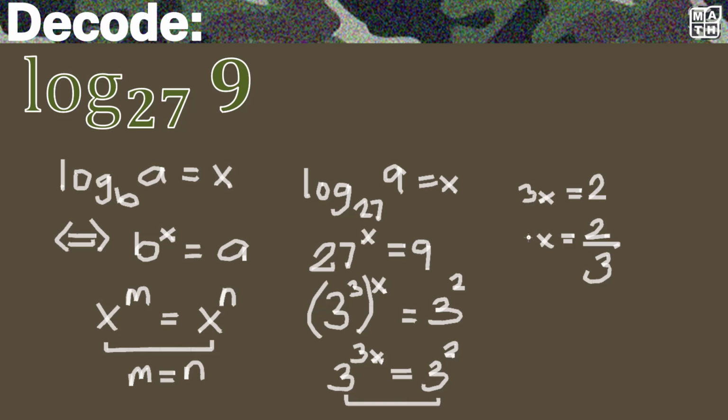This is the exact value of the unknown. In short, the logarithm of 9 to the base 27 should be equal to x, which is 2/3. And we have applied this set of processes in order for us to solve for that. So again, we have decoded now the value of the logarithm of 9 to the base 27. And that's mission accomplished.